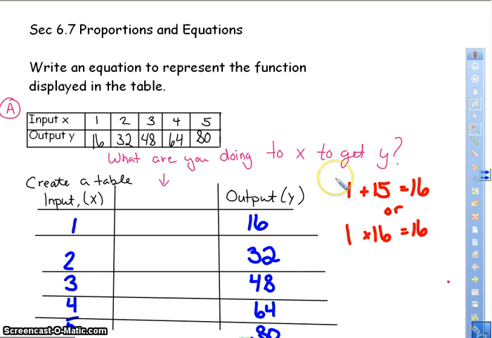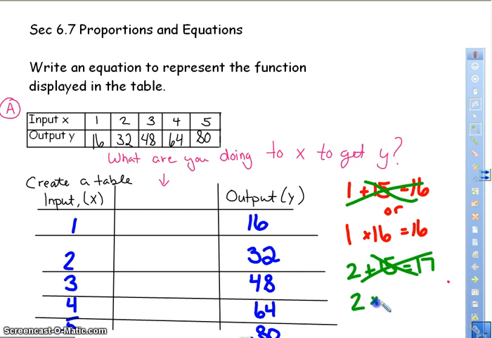Now, in order to decide which one it is, you're going to look at the rest. So I have a 2 and I get 32. Can you take 2 plus 15 to get 32? No, you would get 17. So we know this can't work. So let's try our next option. Can we take 2 times 16 to get 32? And the answer is yes, you can.